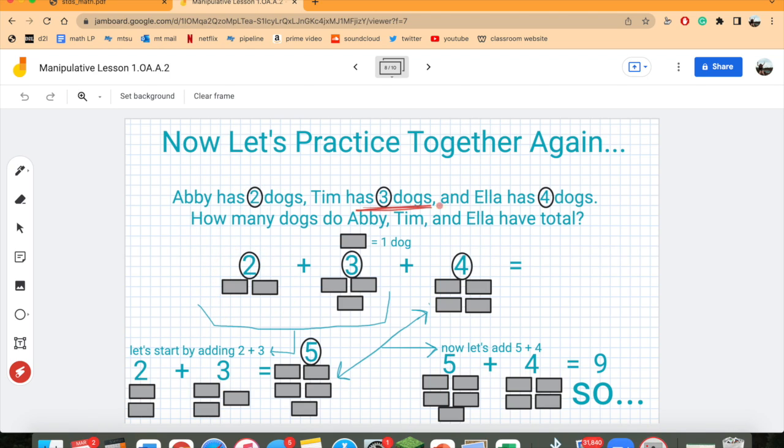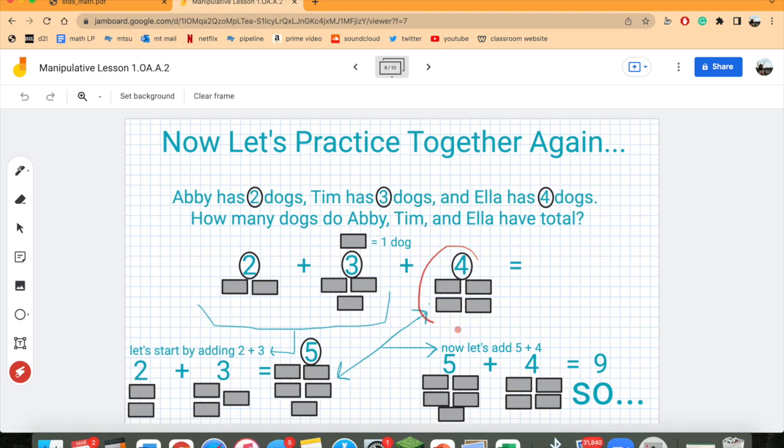We know that Tim has 3 dogs. So here are Tim's 3 dogs. And we know that Ella has 4 dogs. So here are Ella's 4 dogs. I've used one rectangle to represent each one of their dogs. So first, let's start by adding 2 plus 3. 1, 2 plus 1, 2, 3 equals 5. 1, 2, 3, 4, 5. So we know that 2 plus 3 equals 5, and we've done our first half of the problem.